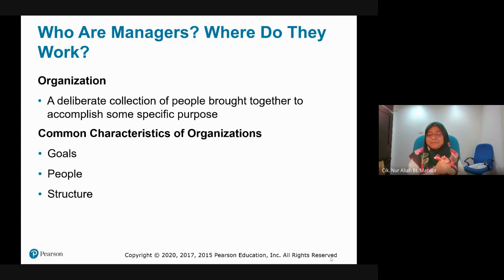Okay, so baca sendiri doa. Okay, doa belajar. Alright, so sorry. Okay, so mana tadi? Alright, before I forgot my notes.